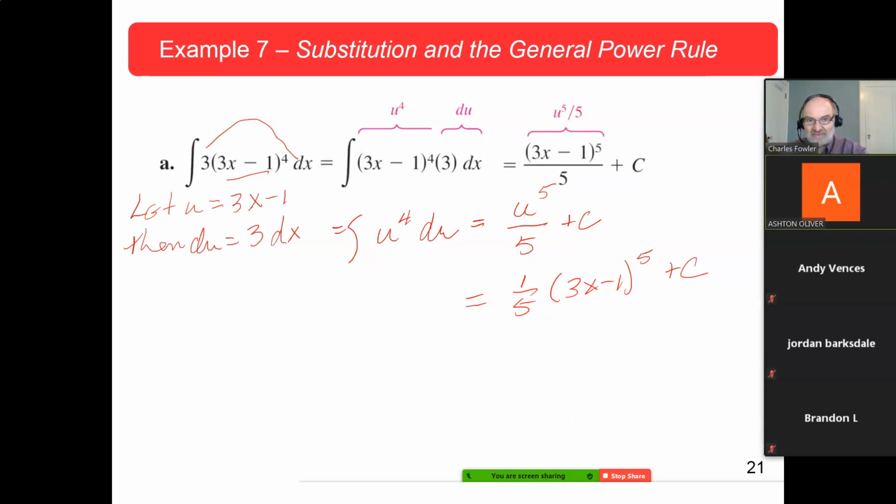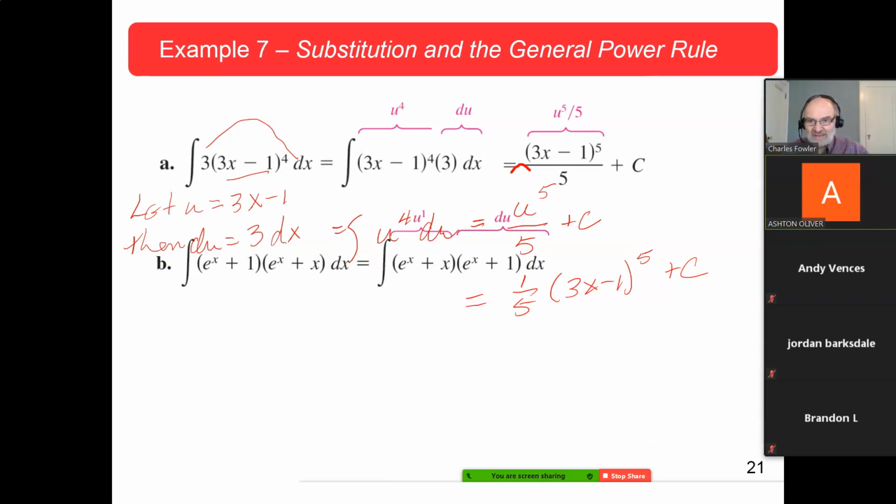Let's see how they do it. They did it this way. Whoops, sorry. 3x minus 1 to the 5th over 5 plus c. Done. That's it. Pretty simple. Okay? Let's see if we can do the B one here.